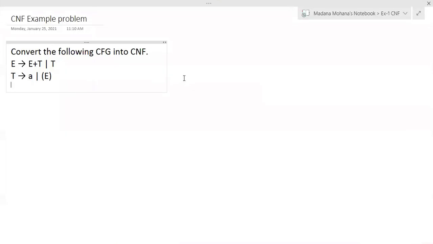One of the previous questions: convert the following context-free grammar into Chomsky normal form. As per the procedure we demonstrated, follow step by step.